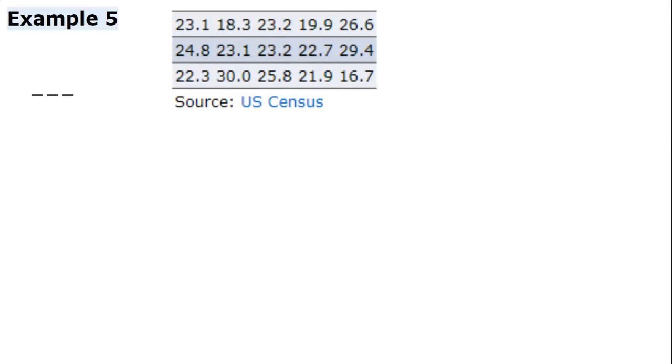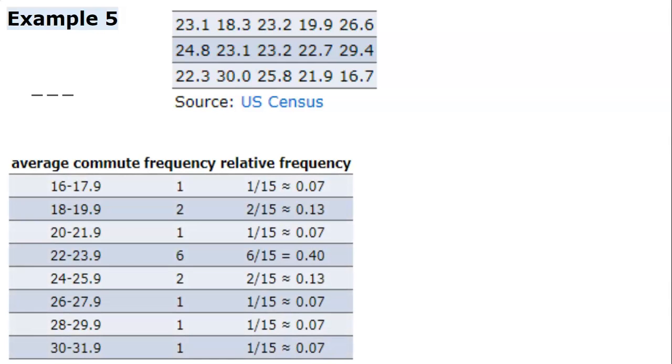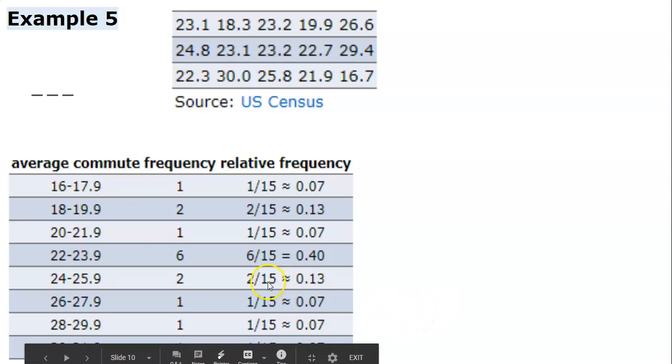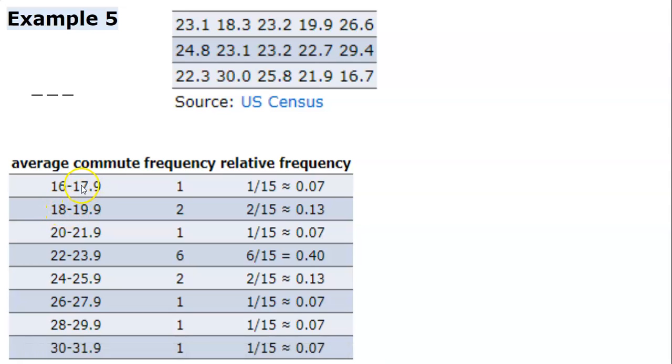Here's an example. For this example, let's consider the average commute for each of the 50 states. This data show the average daily commute of a random sample of 15 states. As you can see in the table, because our data is continuous, average commute, your classes and class limits did not overlap. You have to have separation. So if you stop at 18 here, the next class should start at 17.9. They should have a separation.